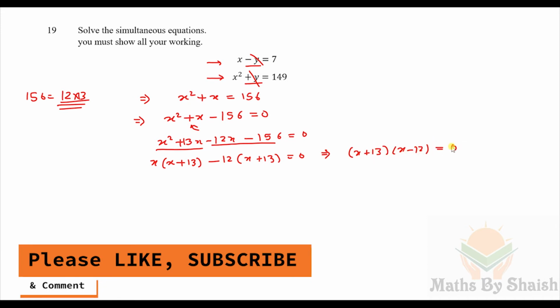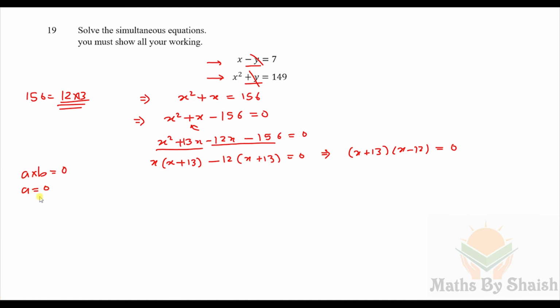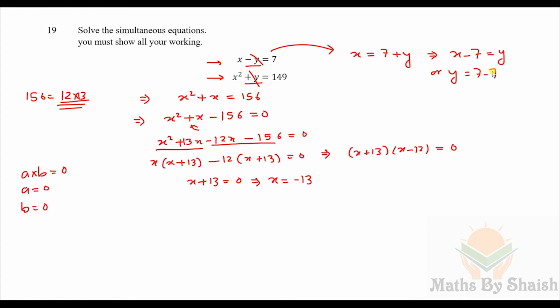Now we know that if we have a product as 0, it means one of them should be 0, either a is 0 or b is 0. So from here, either x plus 13 is 0, it means x equals minus 13. And from the first part we can see it was x minus y equals 7, so x equals 7 plus y. I took this minus y to this side, or we can write x minus 7 equals y, or y equals x minus 7.